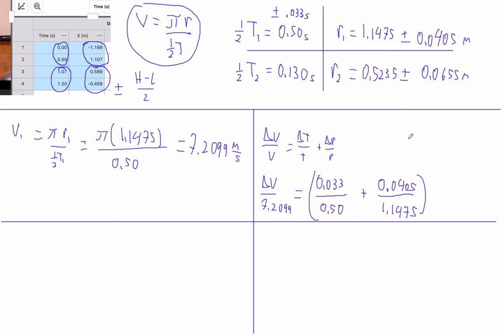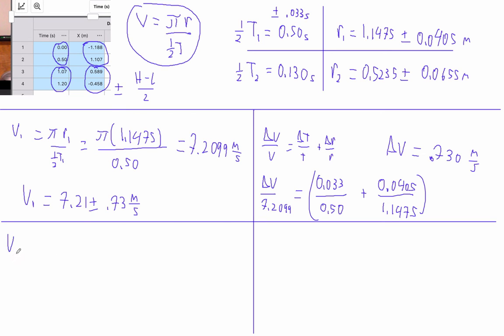And this ends up being delta V, 0.730 meters per second. Okay, so my velocity before, my V1, is equal to 7.21 plus or minus 0.73 meters per second. Okay, so let's figure out V2.